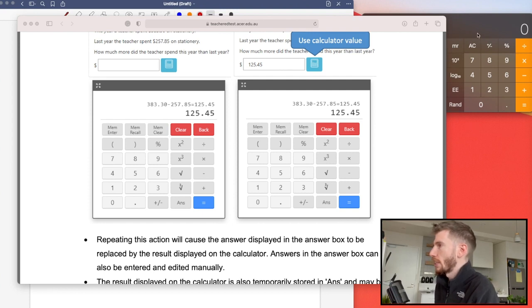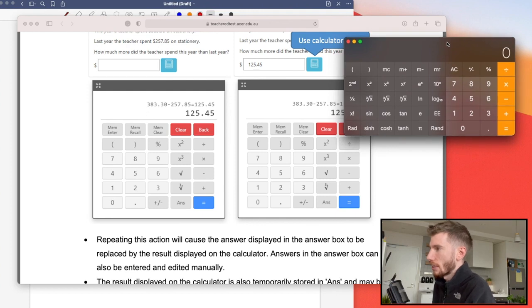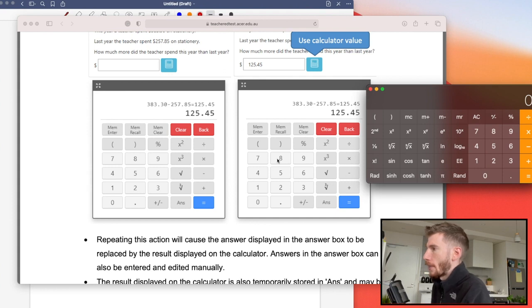But for this particular video, I'll be using this one. I don't obviously have an ACER account, so I will be using the macOS on-screen calculator. It has basically the same functionality. The button layout's slightly different, and it has a few extra functions. I won't be using any of those, obviously, and I'll point these out. So you can see here, this is what the actual ACER calculator will look like.